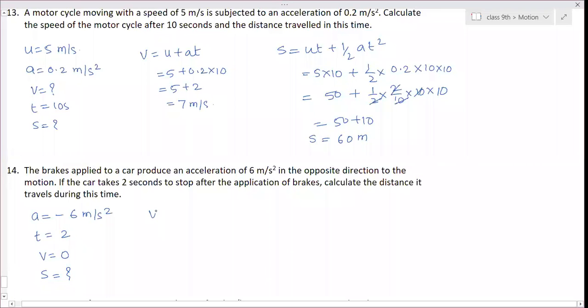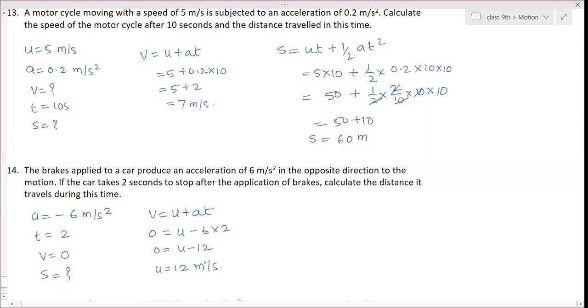So use the first equation of motion, v is equal to u plus at. v is 0, u you have to calculate. Minus 6 into 2. So u minus 12 is equal to 0. So u is equal to 12 meter per second.